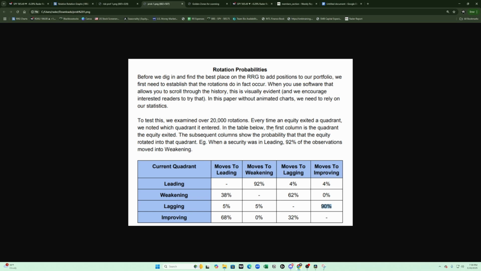If we're improving, what is the probability that one sector goes into leading? And you can see right here, that's it. So when we're in the improving quadrant, it has a 68% chance to move into leading. That's pretty good odds. And that's, of course, I believe on the daily time frame they tested this.